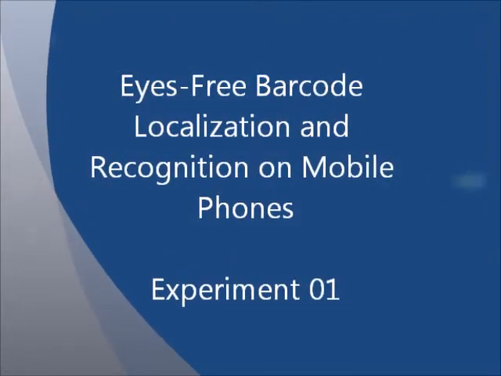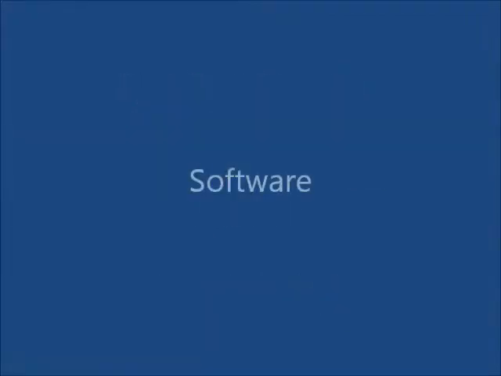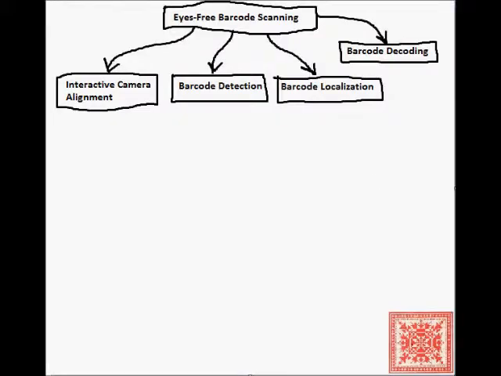In this screencast, we'll talk about our experiment on IS-free barcode localization recognition on mobile phones, and we'll start with a high-level description of our software that runs on Google Nexus One, which is an Android smartphone. Our IS-free barcode scanning solution is comprised of 4 modules: interactive camera alignment, barcode detection, barcode localization, and barcode decoding.